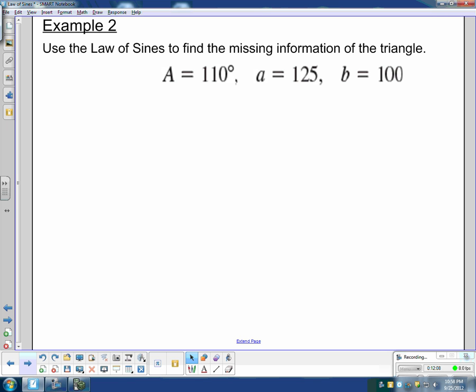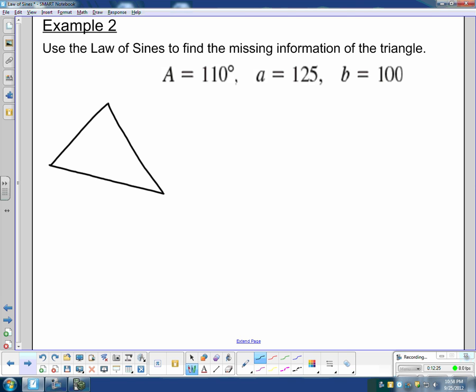So in example 2, it's going to be the same idea. We want to use the law of sines to find the missing information on a triangle. But notice this time they only give us one angle. They give us 2 sides, though. So again, when in doubt, sketch it out. Again, it's just a sketch. It does not have to be perfect.